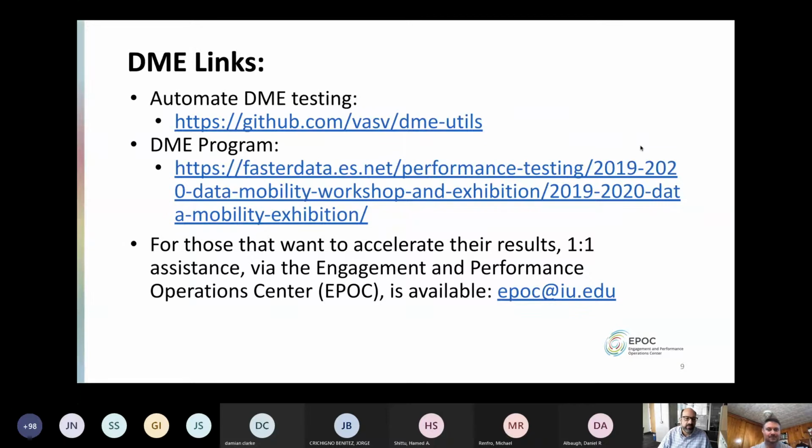What's a good, is the EPOC email address the best place to reach out to you guys when we're ready to get to that step? Yeah. Okay. Yeah, it opens a triage. There's different tickets you can go through.